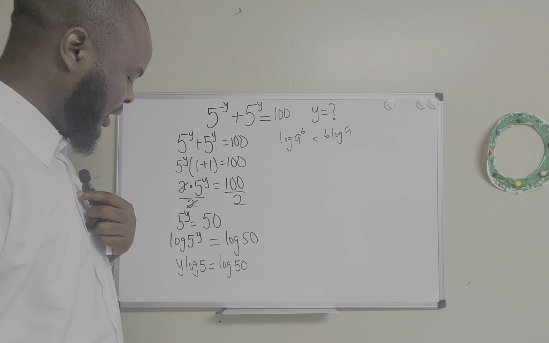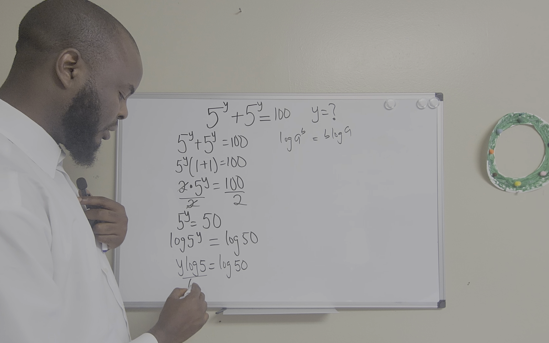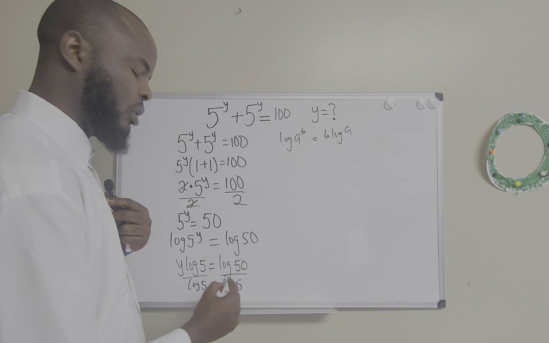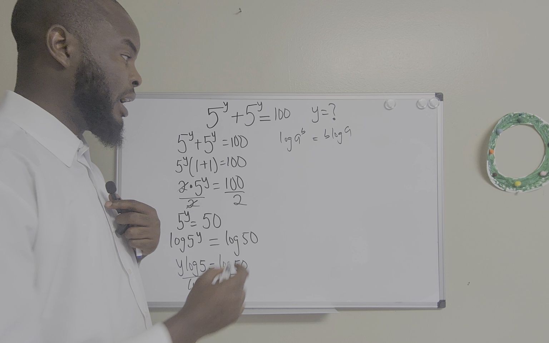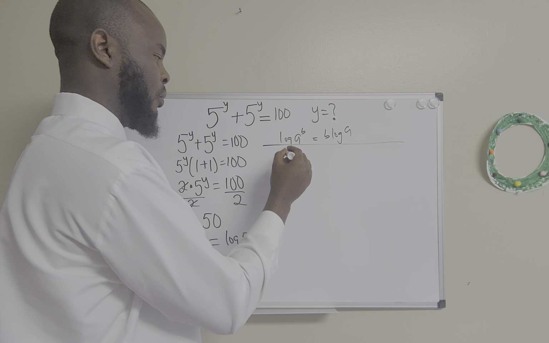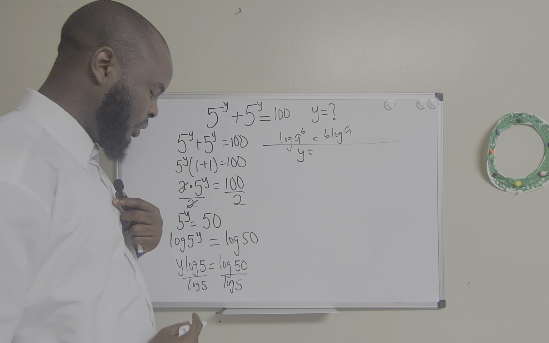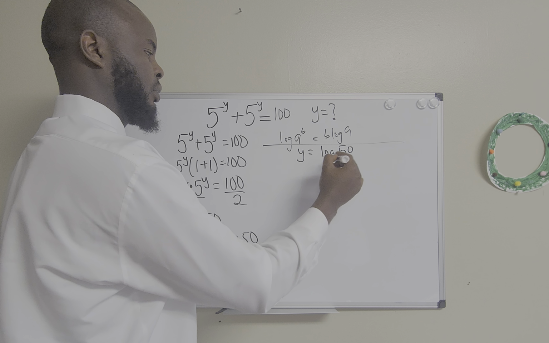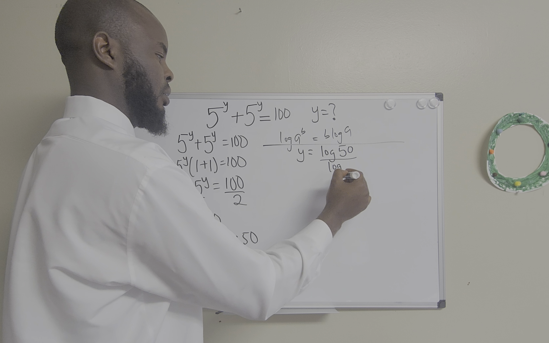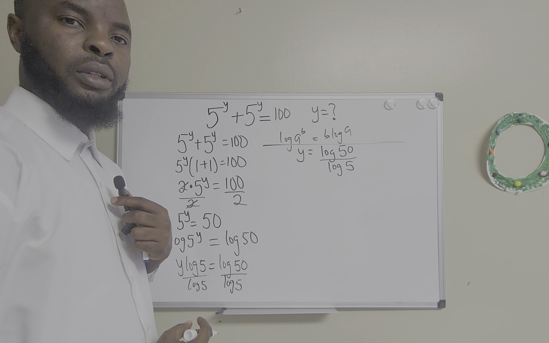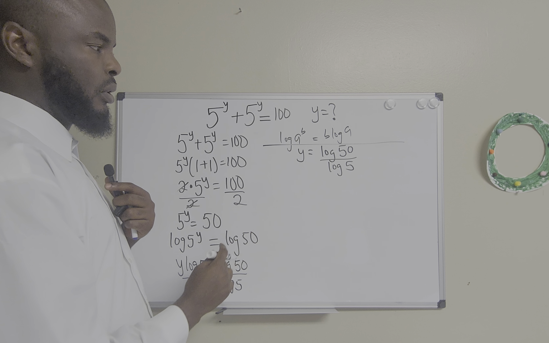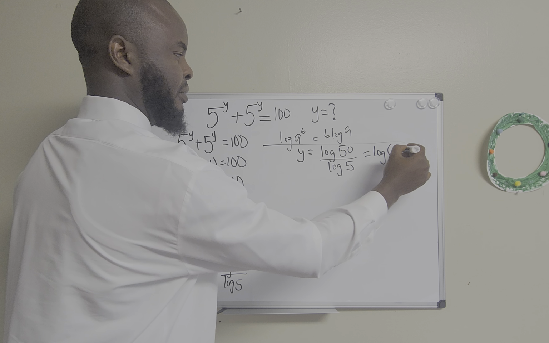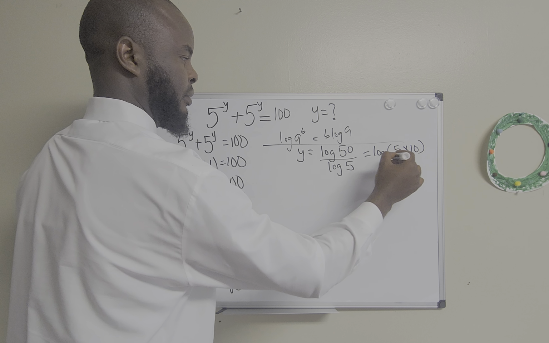Now let's continue from here. You can divide both sides by log 5. So here I have my y equal to log 50 divided by log 5. Now, looking at log 50, you're going to agree with me that 50 is the same thing as 5 times 10.